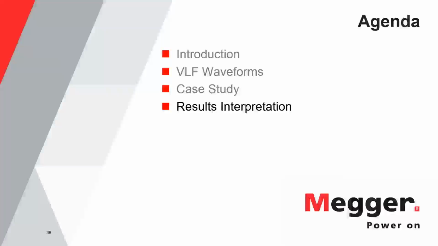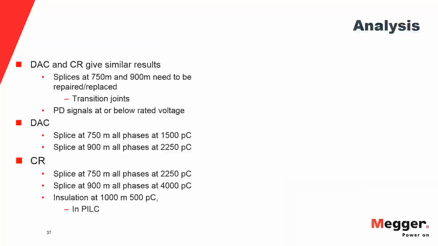I talked about this a little bit. The splice at 750 meters had problems on all three phases, up to 1,500 picocoulombs. And the splice at 900 meters showed all three phases up to 2,250 picocoulombs. With the cosine rectangular, very similar, except slightly higher numbers. And the splice, or the problem in the insulation at 1,000 meters, that was in some paper lead cable.